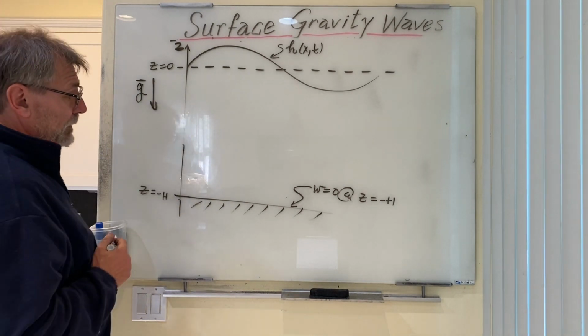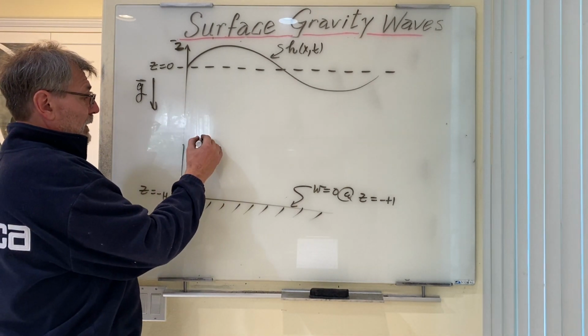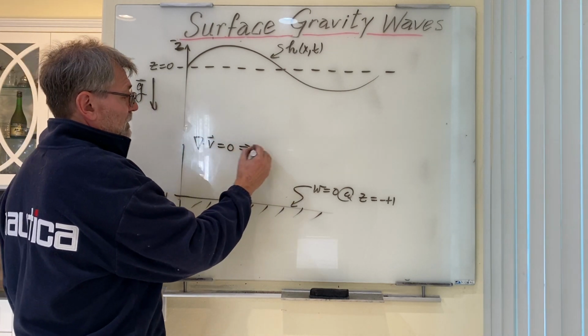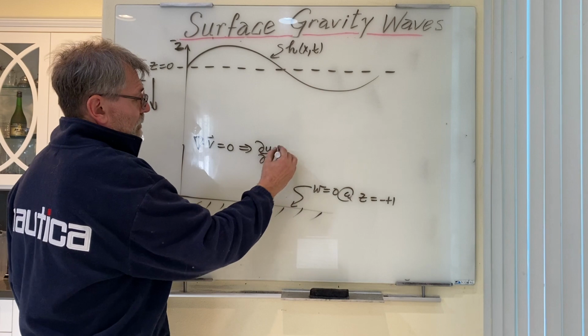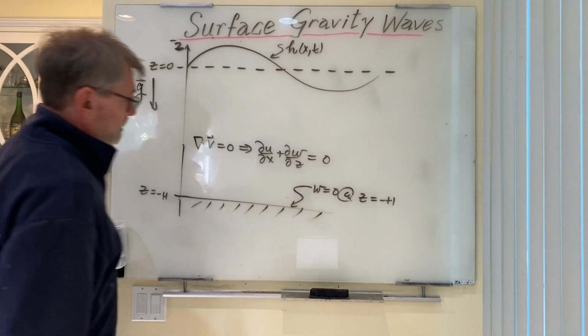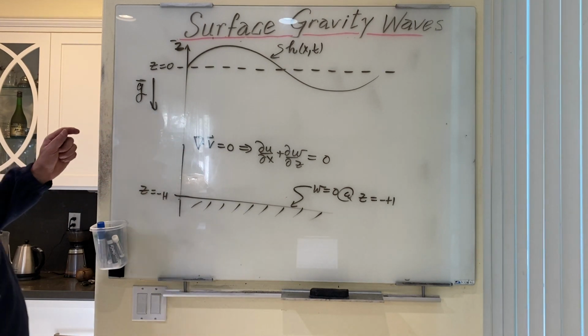In the interior, the fluid is incompressible, and so the divergence del dot v is equal to 0, which means that du dx plus dw dz equals 0. We also have the momentum equations.